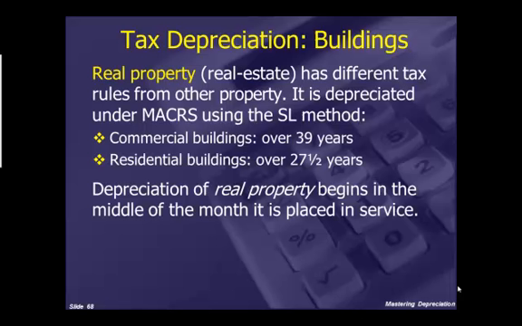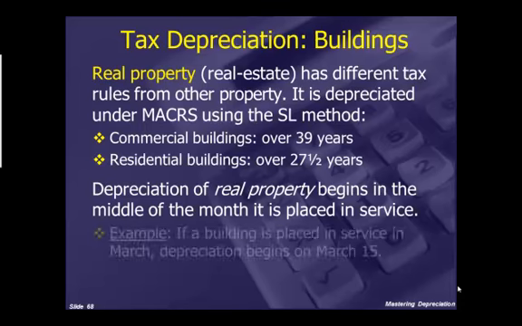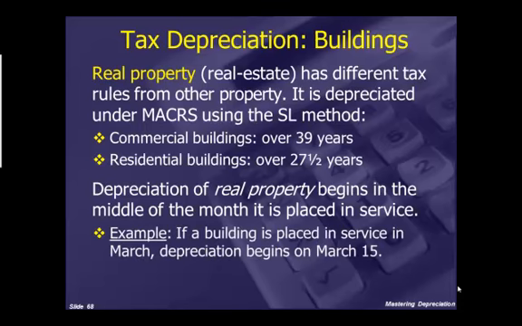Now, depreciation of real property begins in the middle of the month it is placed in service. So if it's placed in service in January, it starts mid-January, like January 15th. Here's an example. If a building is placed in service in March, then depreciation begins on March 15th. You get half the month of March, and then all the months thereafter for the fiscal year.